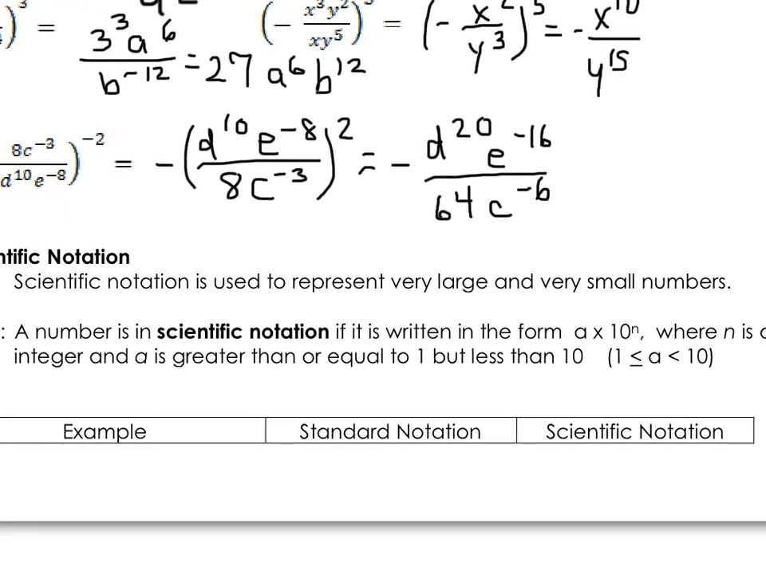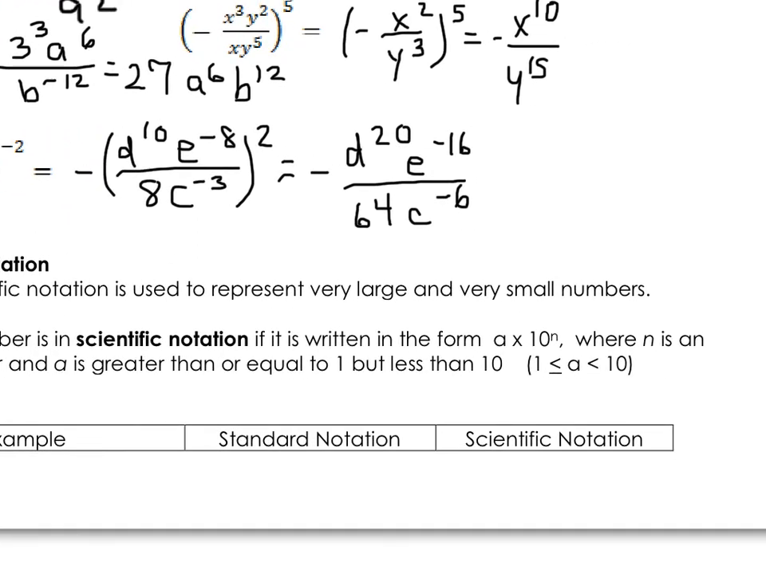And let's go ahead and straighten up our answer a little bit by making all of our exponents positive. D to the 20th, 64 is in the right location, but c to the negative 6 has to move. Becomes c to the positive 6 in the numerator. And e has to move to the denominator, e to the positive 16.